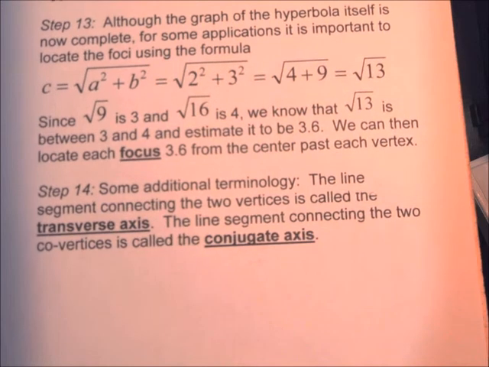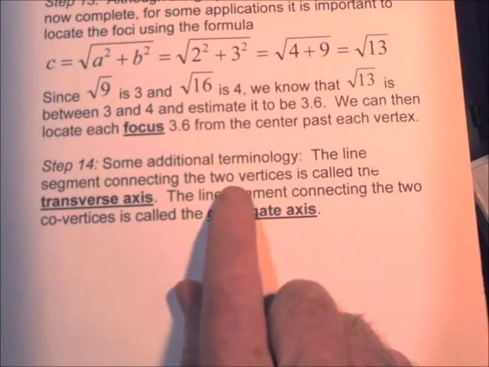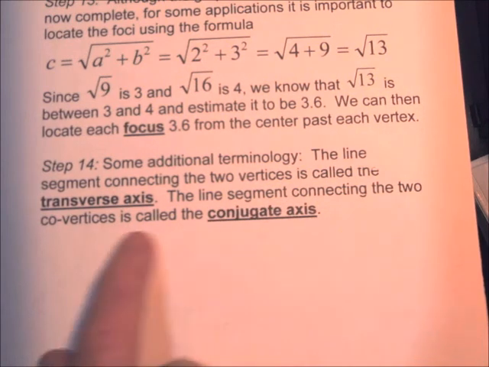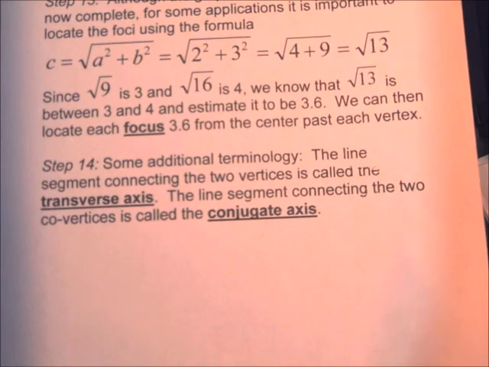Just some additional terminology. The line connecting the two vertices is called the transverse axis. The line connecting the two co-vertices is called the conjugate axis. And that concludes this presentation.